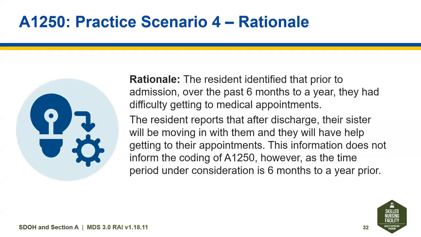Code A is checked because the resident reported that prior to admission and over the last 6 months, they had difficulty getting to medical appointments. After discharge, their sister will be moving in with them and they'll have help getting to their appointments. However, this information does not inform the coding of A1250 as the time period under consideration is 6 months to a year prior.